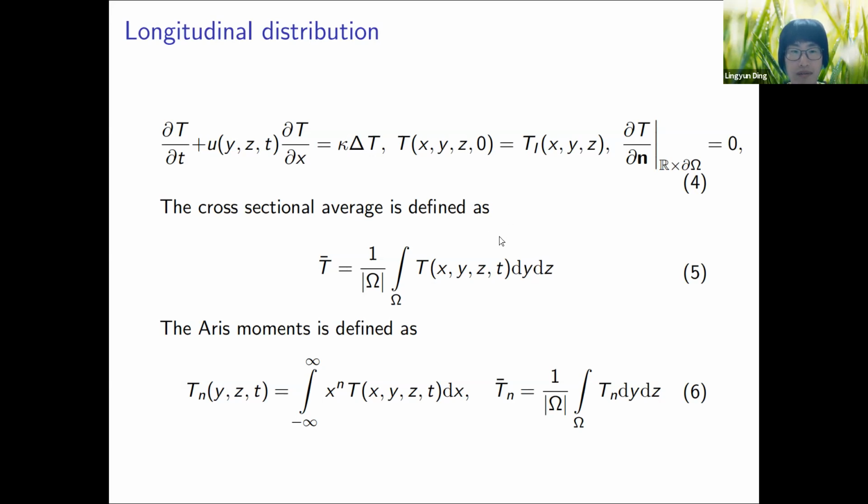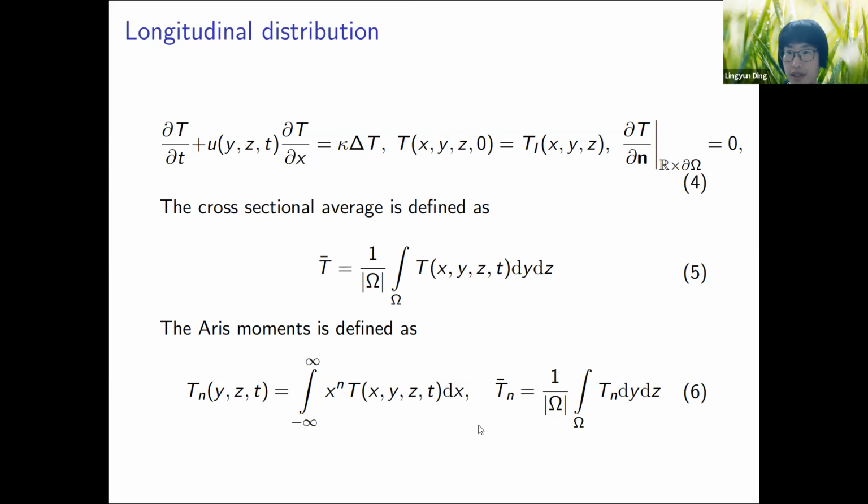So first, we can define the cross-sectional average as this. That is, we take the solution of this equation and compute the integral over the cross-sectional domain. After we compute the cross-sectional average, this becomes a function of x and t only. We are interested in the distribution of this. So we can use the moments to study that. And this is the classical definition of the moments.